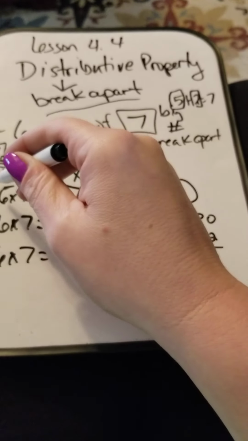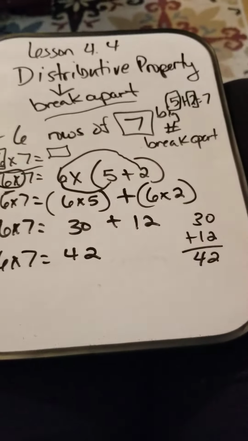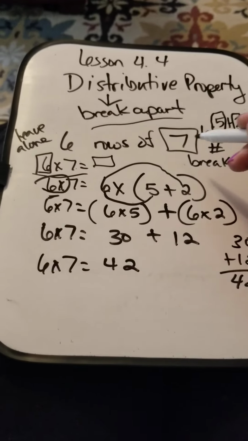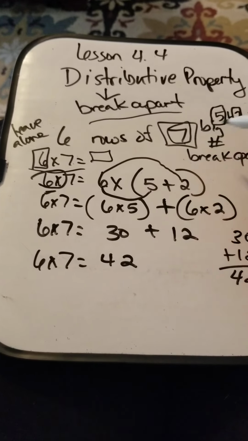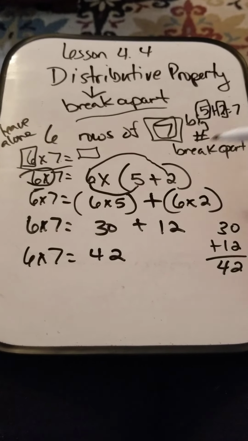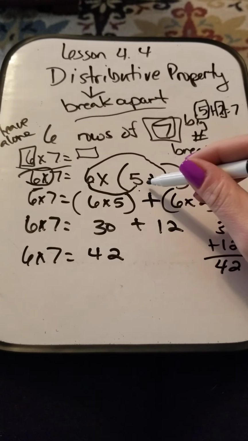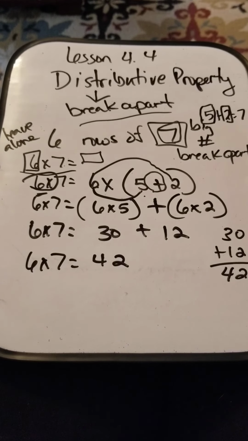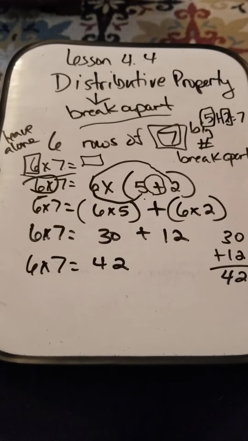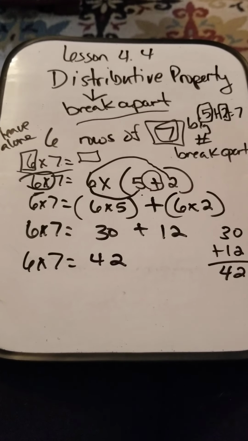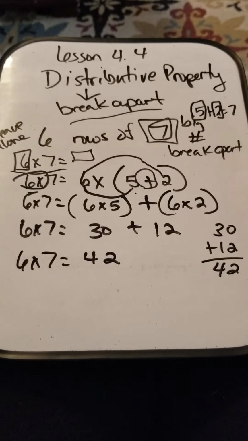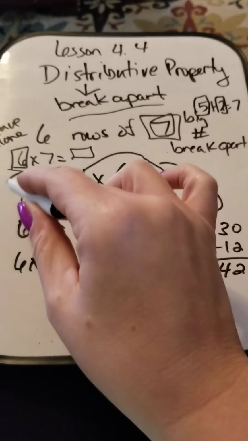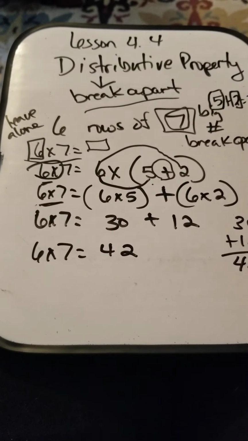So I'm going to rewrite my 6 times because I didn't do anything to it. And then I put parentheses, and whatever addition problem that I broke the 7 down to, I'm going to put in parentheses. So I've got 5 plus 2. That's one of the keys with the distributive property. You're breaking the number down to the two add-ins that equal that number. So 5 plus 2 equals the 7.